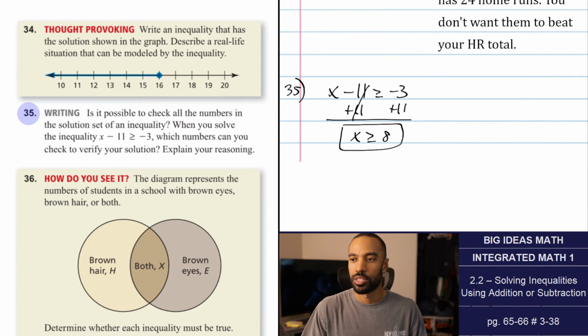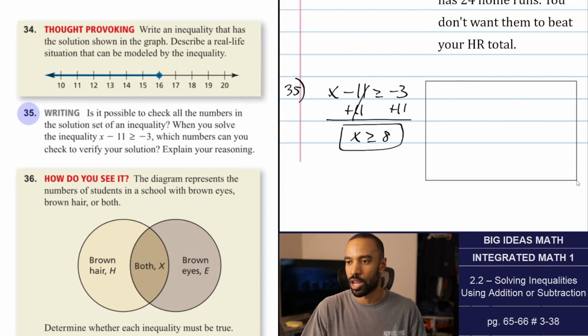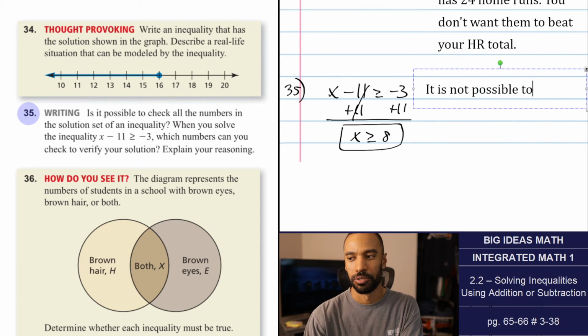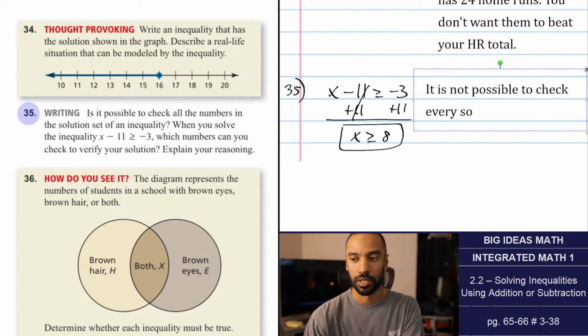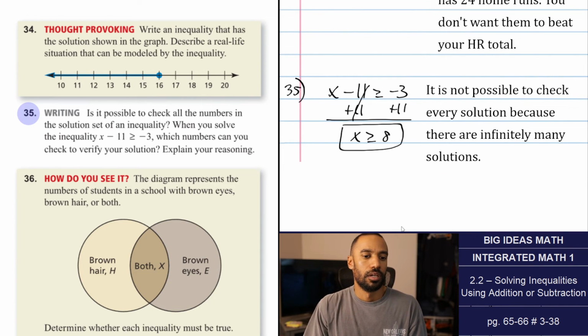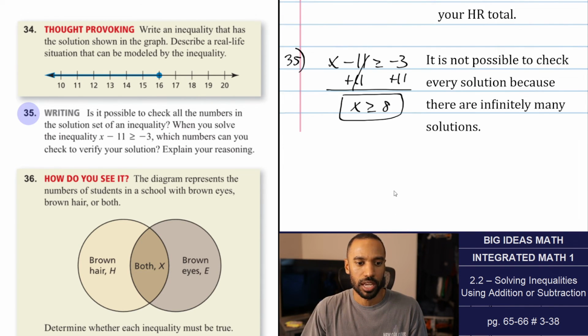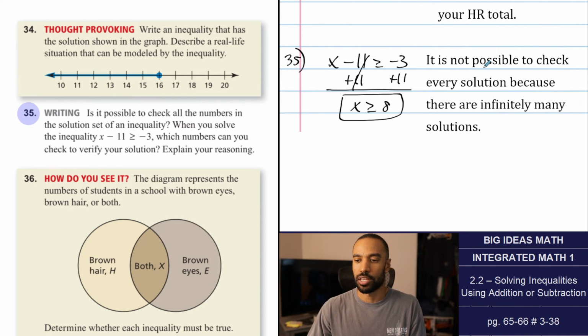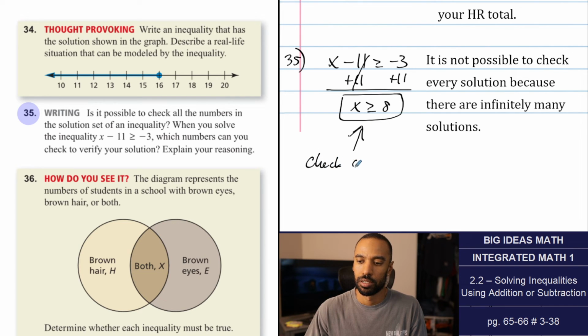And they said, so let's see, is it possible to? They didn't ask to explain. It's not possible to check every solution. So just check a couple. Just check 0. And so 0 wouldn't work because there is an infinite number. There are infinitely many solutions. Of course. Which numbers can you check to verify your solution? Explain your reasoning. I mean, you can check whatever you want. Now, here's the thing. I would check 0. Check 0. And if anything, a number greater than 8.